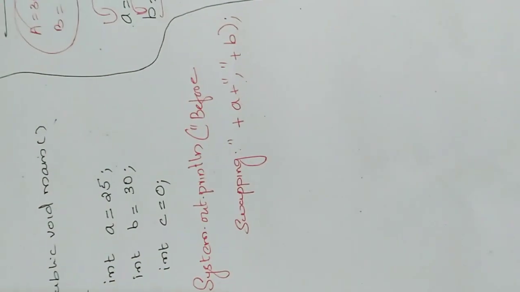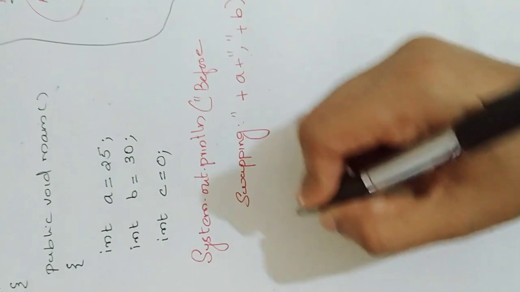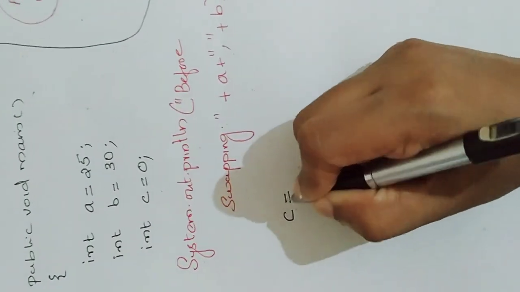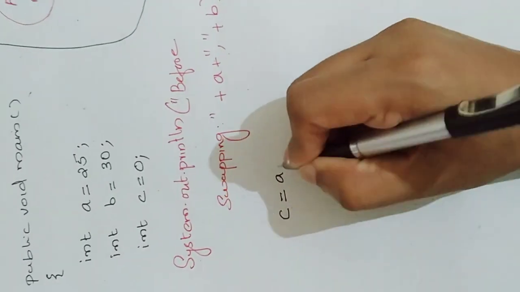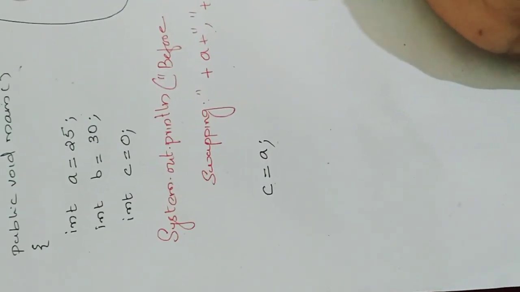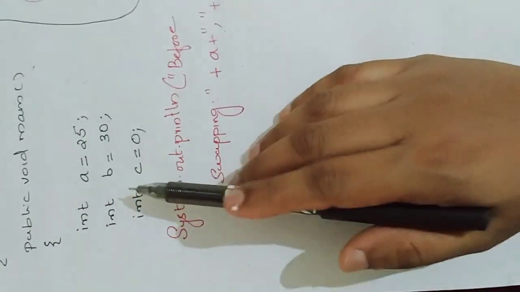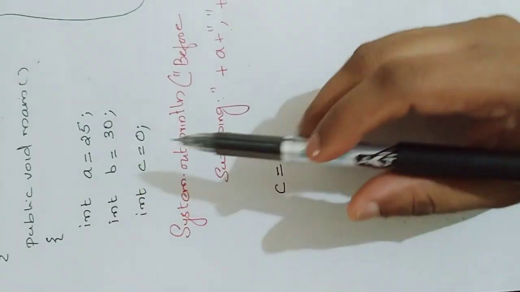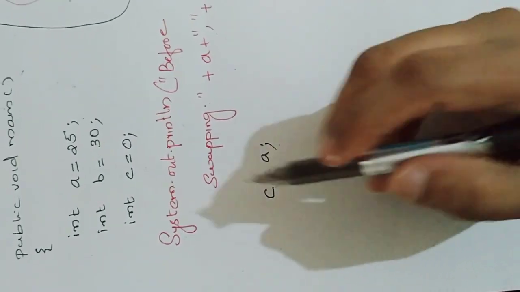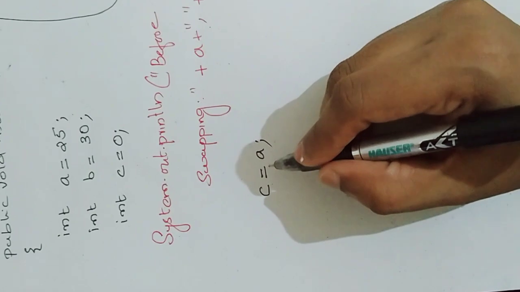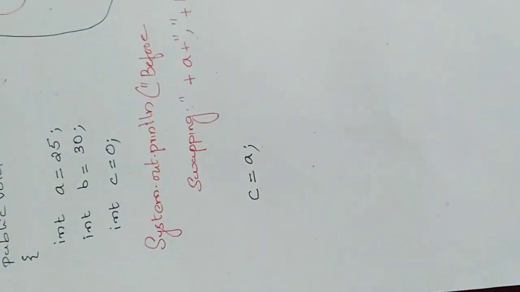Now we are going to swap the values. How will you swap the values? First we will assign A's value to C. When you declare a variable the first time, you don't need to declare it again and again. You can simply use it directly. So I have simply used C is equal to A. This means A's value will be assigned to C.